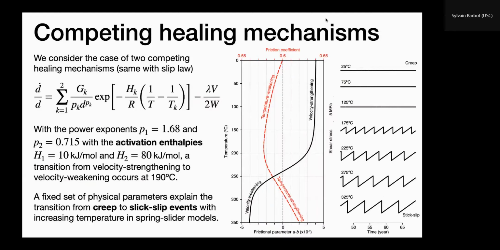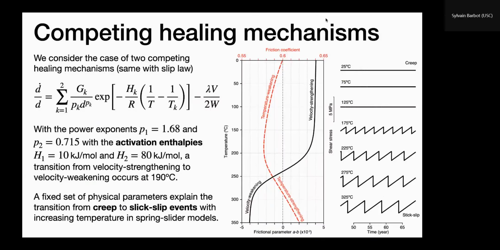And then the friction coefficient also evolves with temperature, the friction coefficient at steady state. And it is initially temperature weakening. So if you increase temperature, it will decrease the strength. It's temperature weakening. And then there's a change of mechanism, and so it transitions to temperature strengthening or temperature hardening.